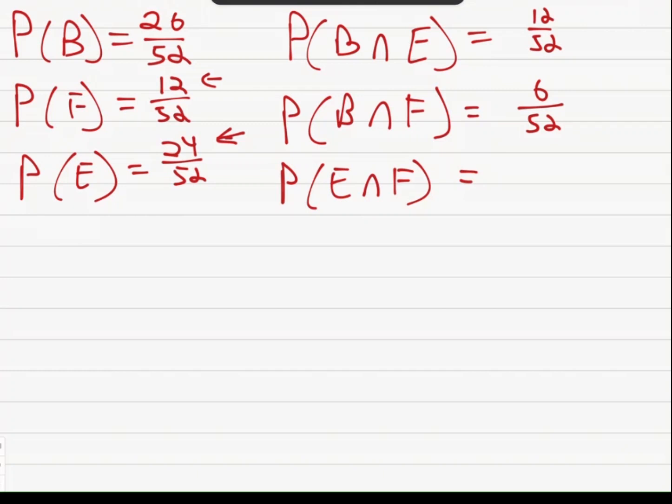And therefore, we have 4 over 52. I'm going to leave the denominators of 52 because with this formula, that's just going to make sense. I'm not going to reduce. So let's check on the probability.